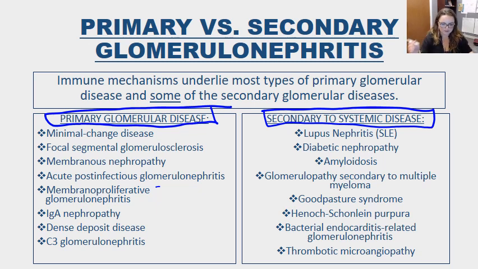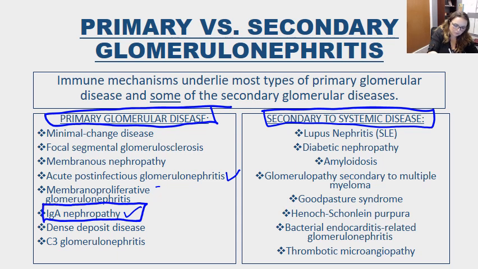So primary glomerular disease would include things like acute post-infectious glomerulonephritis, which is caused by immune complexes that form post-streptococcal infection. IgA nephropathy, which there is a separate video on. The IgA nephropathy video, I actually wrote it, but it was produced by Osmosis in conjunction with our university. So if you watch that, I did still write it, so you're still hearing from me.